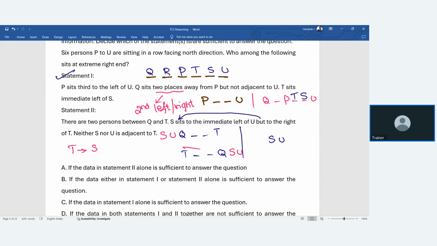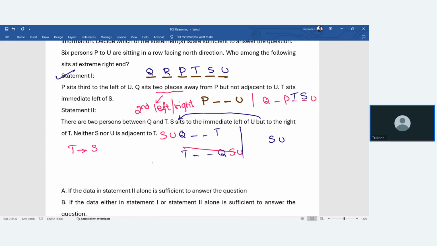This is not correct. So I believe, okay, 2 alone also possible to answer the question. After that change in the question, I added one extra line there. Neither S nor U are adjacent to T, then this will be the arrangement. Who is at the right end, we can find extreme right and T will come. 2 alone also possible now. Now option will be B. Question is not the entire arrangement. Your question is only regarding who is at the right end. I can answer who is at the right end using 1 alone, 2 alone. So that's why we can go with the answer. Either 1 alone or 2 alone is sufficient.